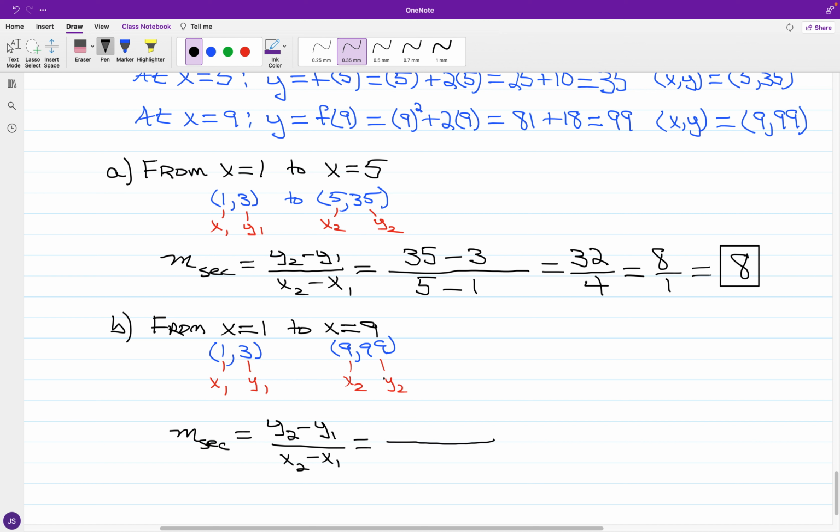This time filling in, so y2 minus y1. This time we have 99 minus 3, for x2 minus x1, so we have 9 minus 1. Okay, so this time we have a vertical change of 96 units, and for the horizontal change, we have 8 units, and we have 96 over 8. And so 8 is completely divisible into 96. For the average rate of change, we come out to 12 units.